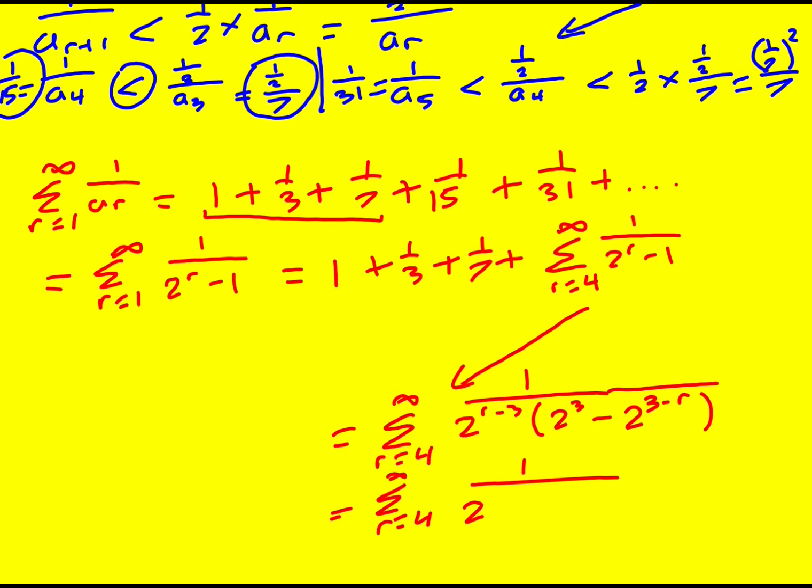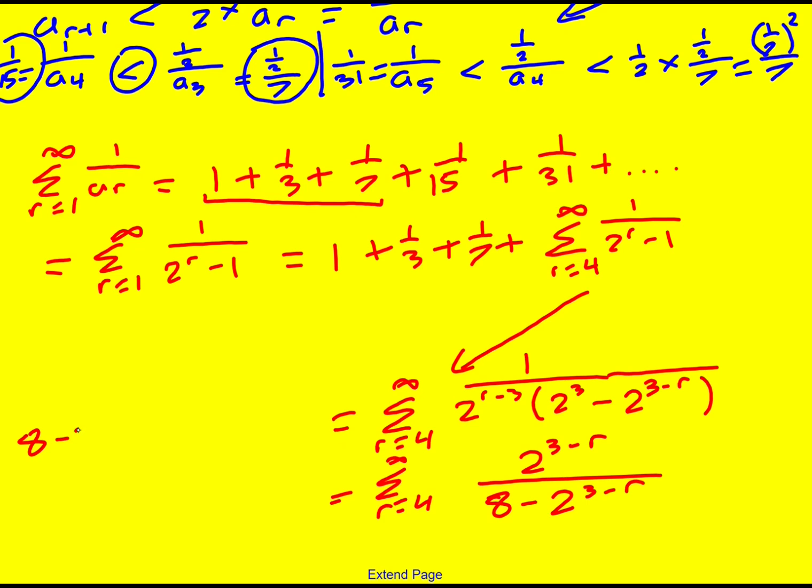What I can do now is, because I'm dividing by 1 over 2 to the r minus 3, I can put it at the top and write 3 minus r here. And you can see we're going to start getting our powers of a half up here. So when r is 4, we're going to get a half. When r is 5, we're going to get a quarter. Then this becomes 8 minus 2 to the 3 minus r.